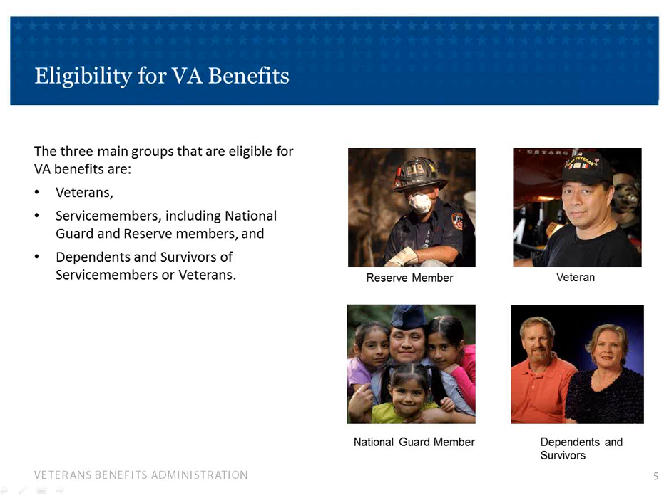Next, the group eligible are service members. Service members are those shown on the left side of the screen right now wearing the uniform. This includes our National Guard and Reserve members. And lastly are the survivors of service members, or dependents and survivors of veterans. Individuals in this category of eligibility are usually a spouse, a child, or a dependent parent.